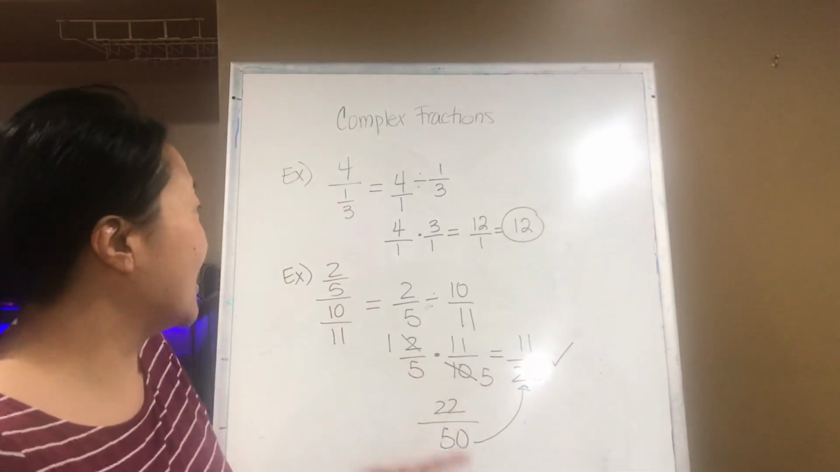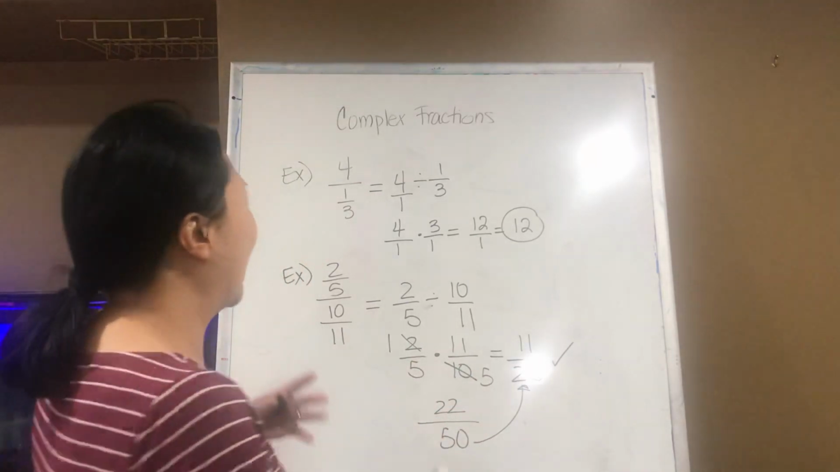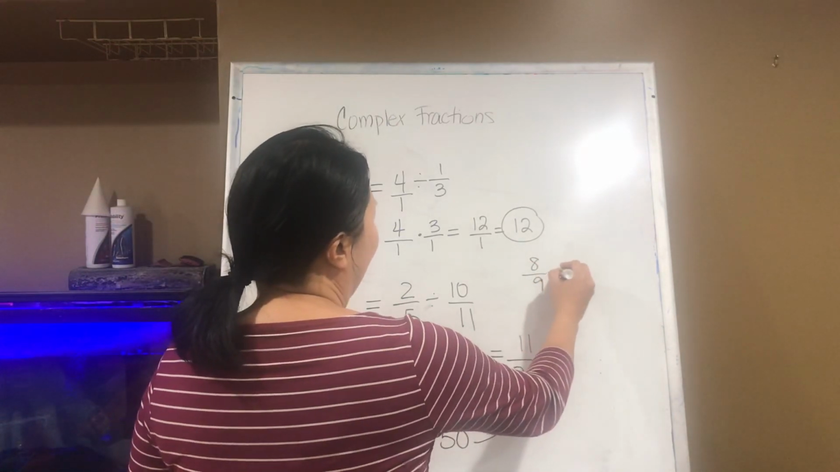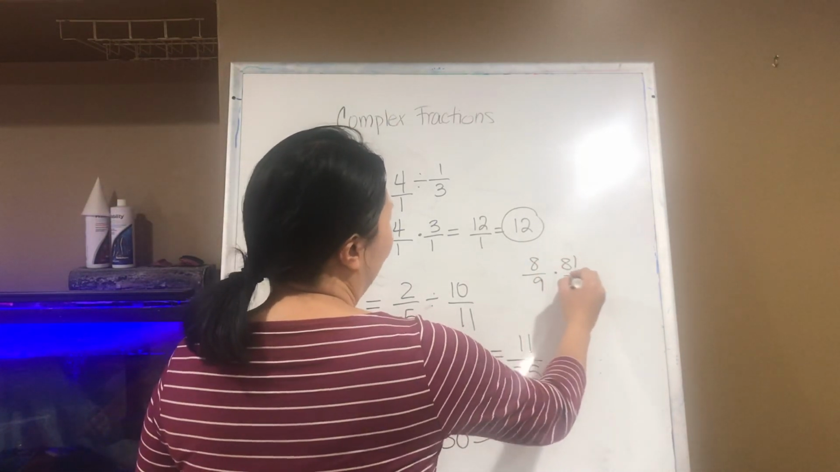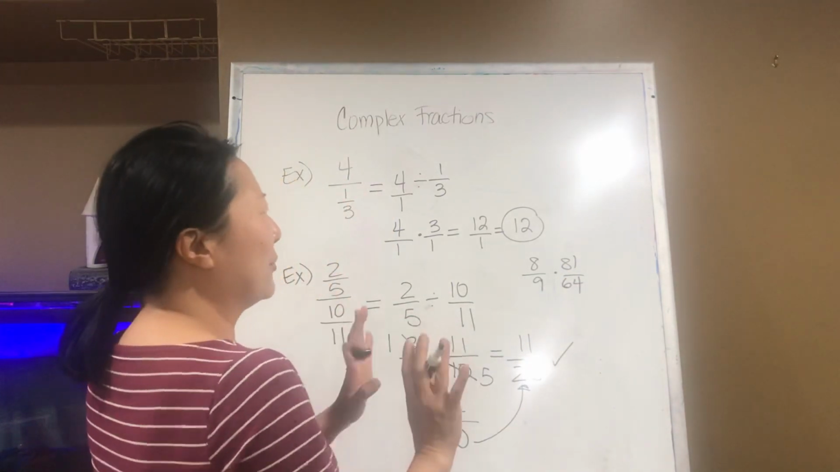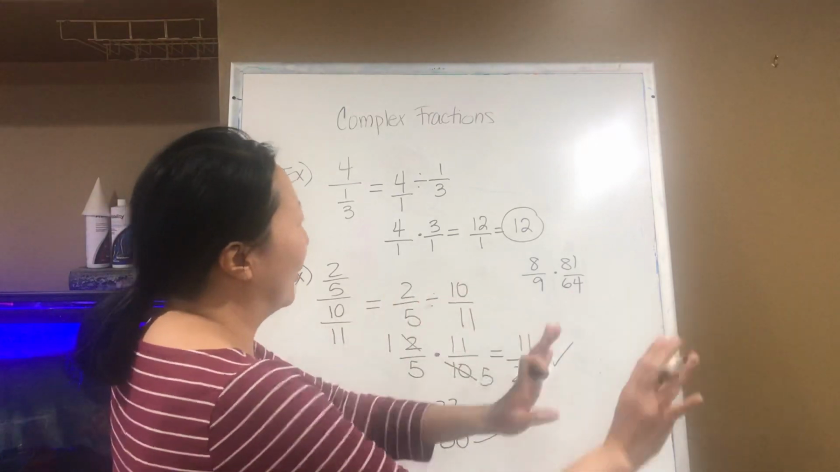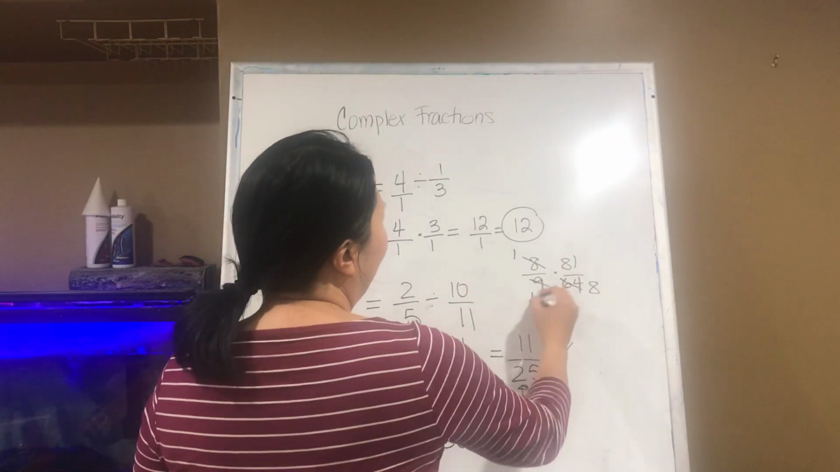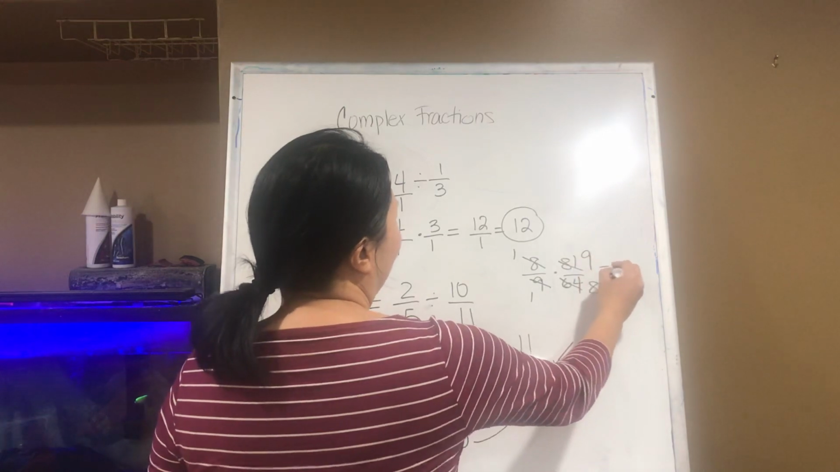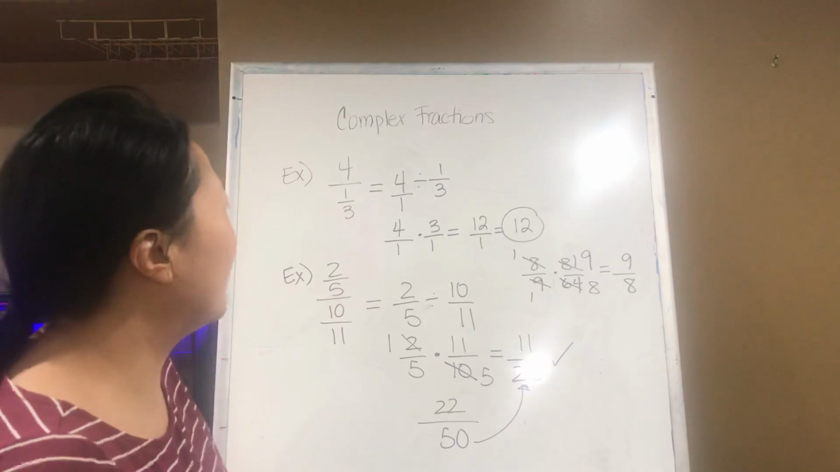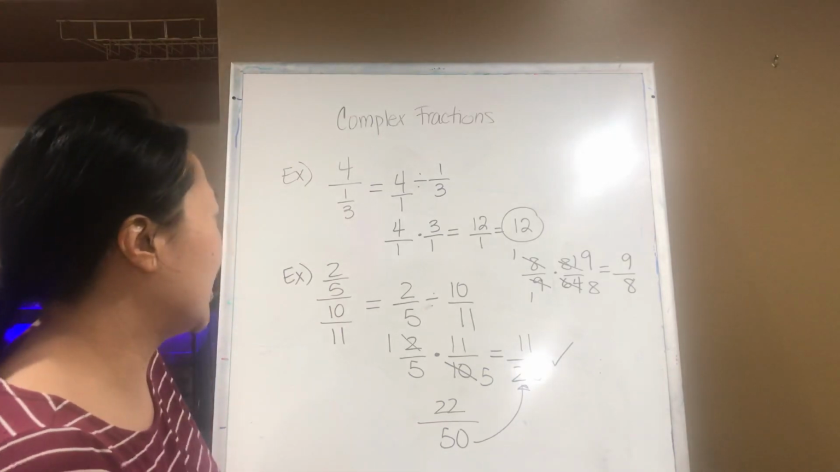In this case, it wasn't that big of a deal, but you can imagine that if I had a problem like 8/9 times 81 over 64, just as an example, I really wouldn't want to waste all my time and multiply those out when I could easily cross-cancel and know right away that my answer is 9 over 8. So, it definitely does make things a lot more efficient.